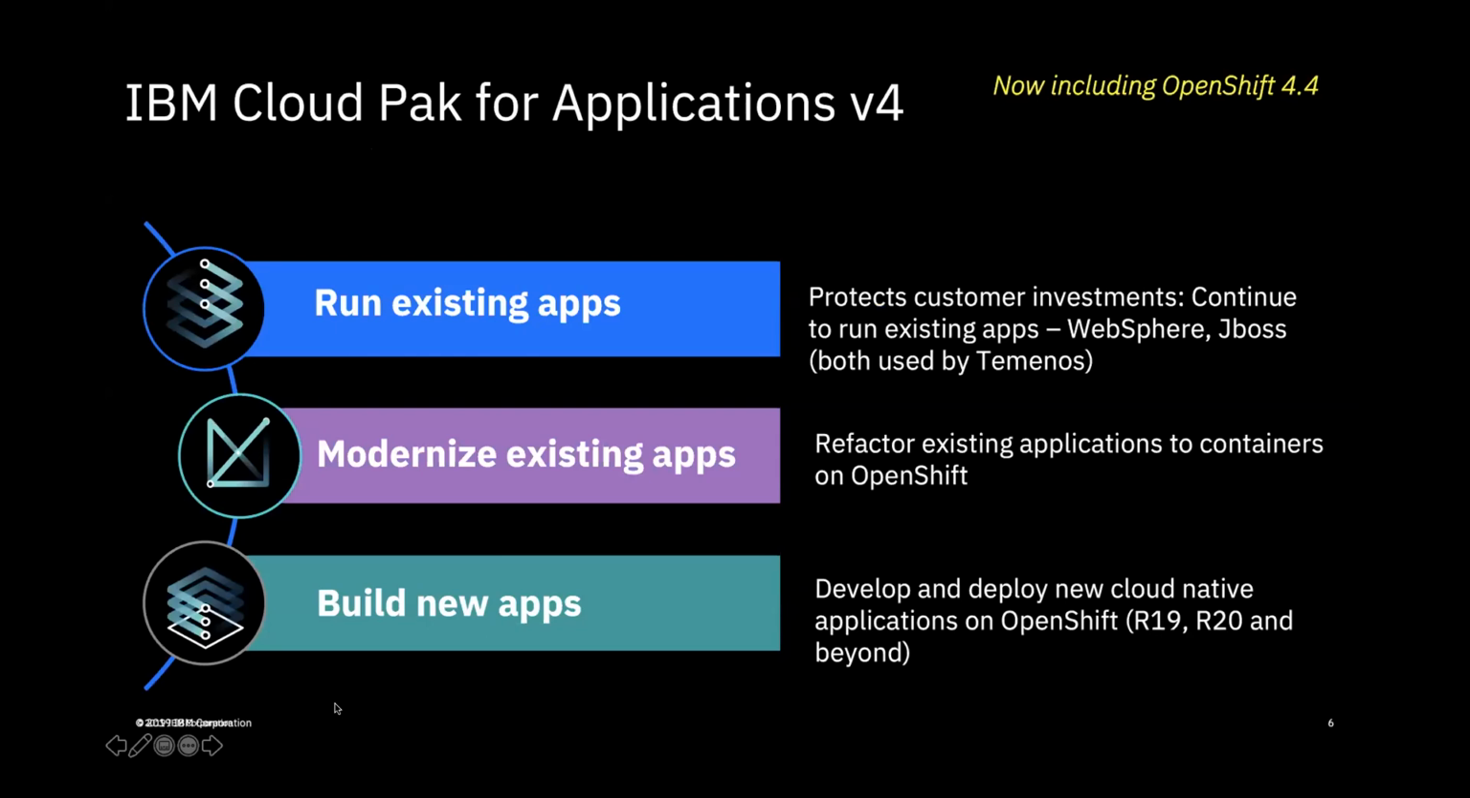Cloud Pak for applications specifically ships OpenShift as part of the product today, but it's really targeted at 3 use cases. Being able to run existing applications. So in the box, we think customers will start with applications like WebSphere and JBoss and Tomcat and Spring Boot. Temenos uses those sets of technologies today, but we ship and entitle you to run the applications that you do today with the Cloud Pak.